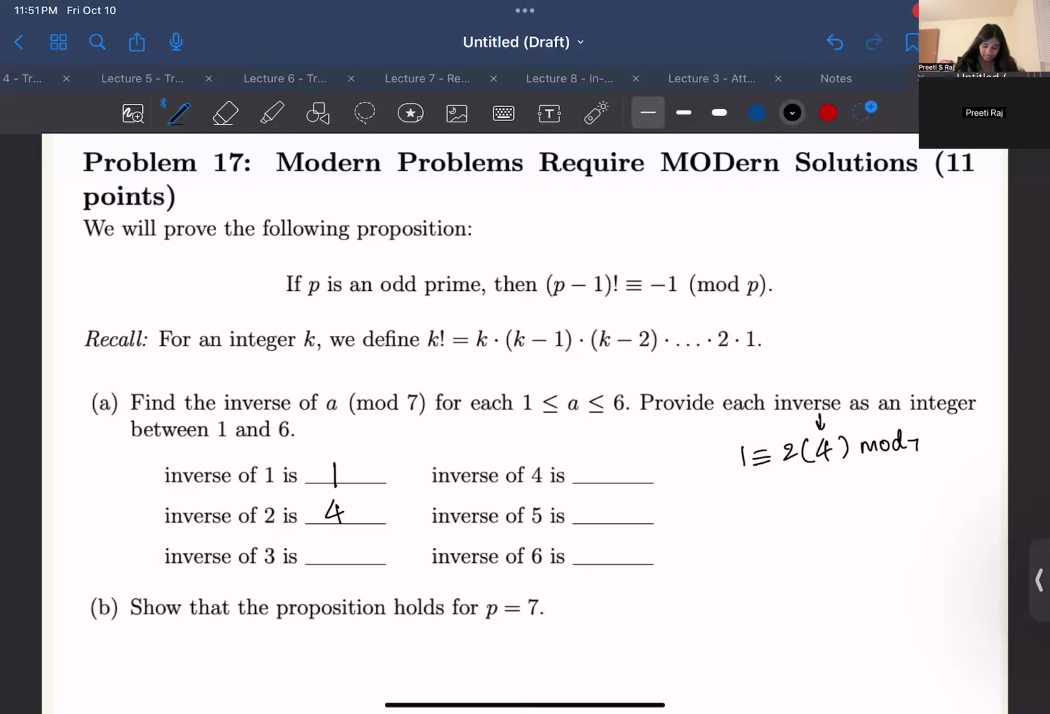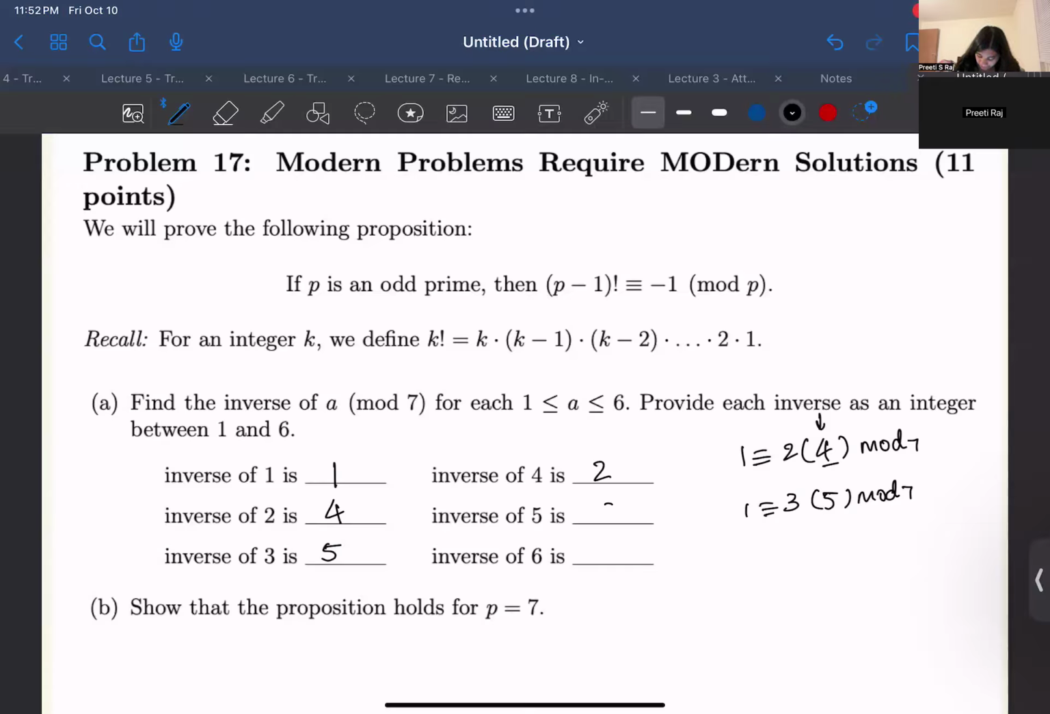And then the inverse of 3: you have 3 multiplied by something mod 7 should be equivalent to 1. So 3 times 2 is 6. 3 times 3 is 9. 3 times 5 is 15. This would work because 15 minus 14 is equivalent to 1. So 5 is the inverse of 3 mod 7. And we've already seen that the inverse of 2 mod 7 is 4, so the inverse of 4 mod 7 is 2. It goes both ways.